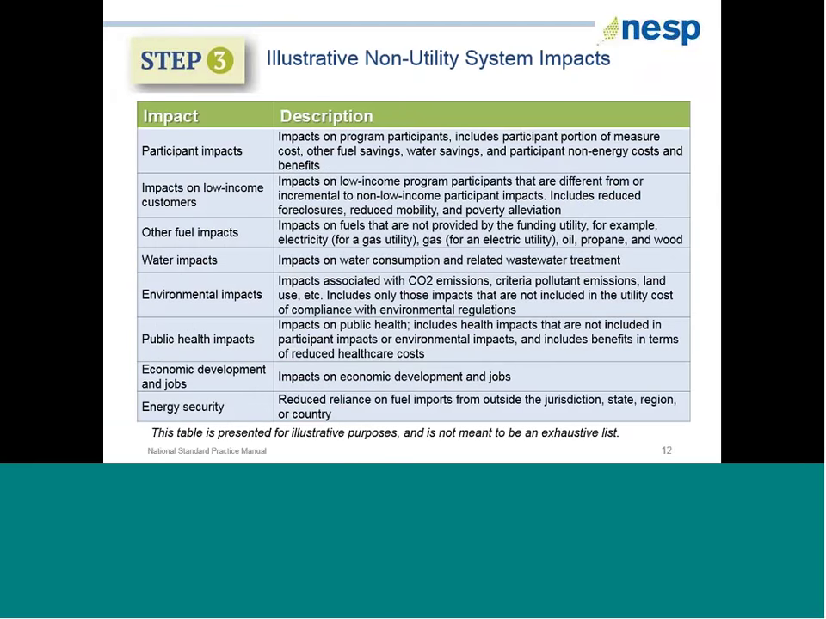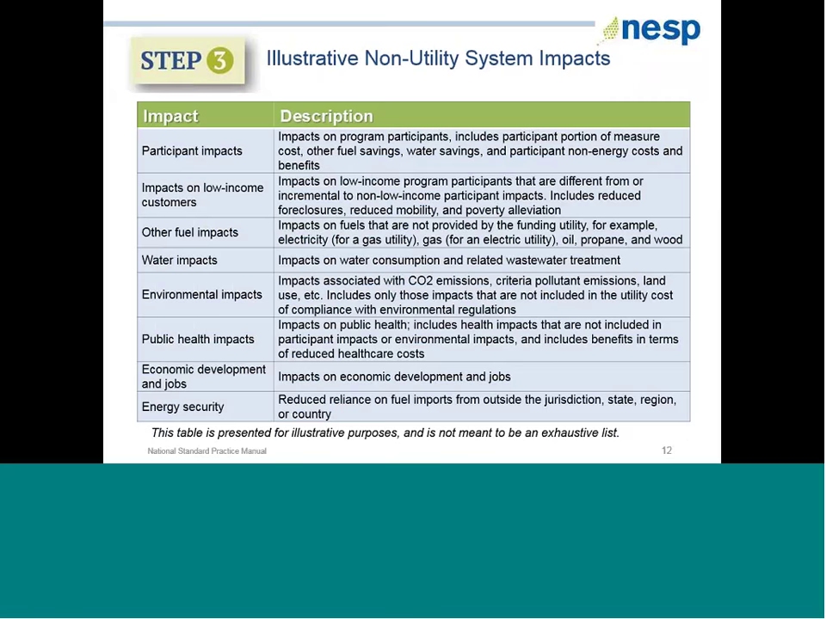And here, slide 12, we're still on step 3. This step requires going through the options for non-utility system impacts and deciding which ones we include in our test in our jurisdictions. Which ones are relevant for us? This table shows a list of several of them. There may be others, but these are the big ones. I'm just going to walk through them briefly. You can read the descriptions.